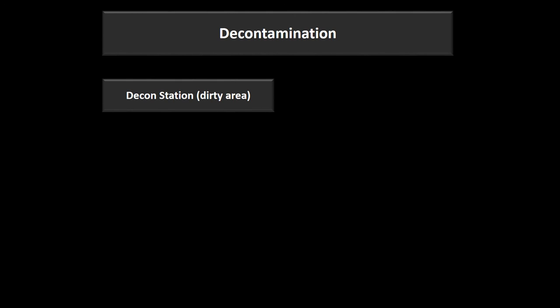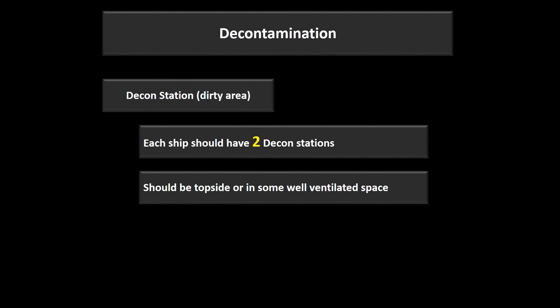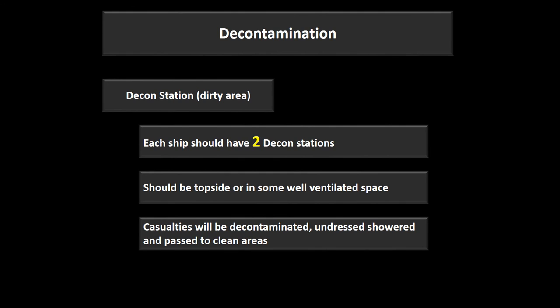So your decontamination station is considered a dirty area. Each ship should try to have two decontamination stations if their hold design permits. It should be topside or somewhere that is well ventilated. Casualties should be decontaminated, undressed, showered, and then passed on to the clean areas.